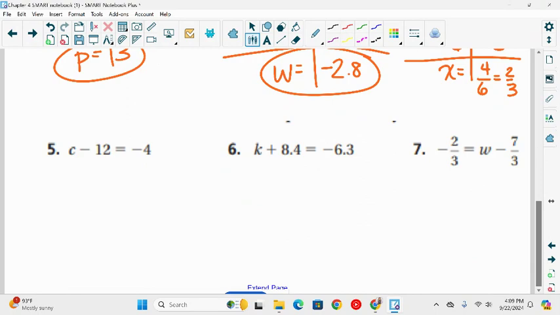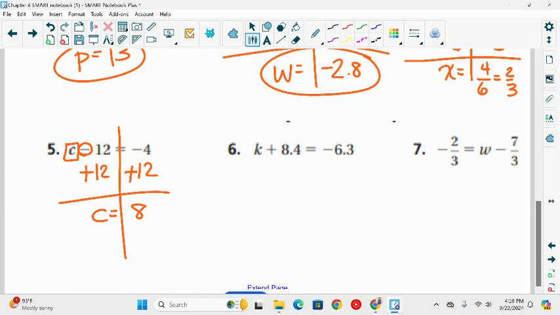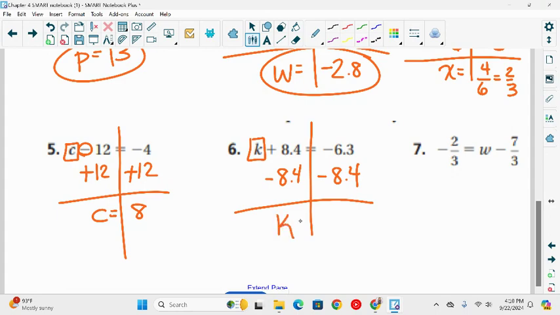Alright, once again, we're back. We should have our answers. I'm going to chop it, box it, and do the opposite. So C equals 8. Over here, chop it, box it, do the opposite. So K equals -6.3 minus 8.4, which equals -14.7. Circle my answers.